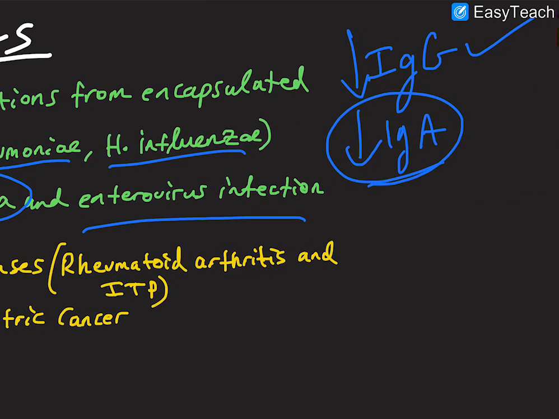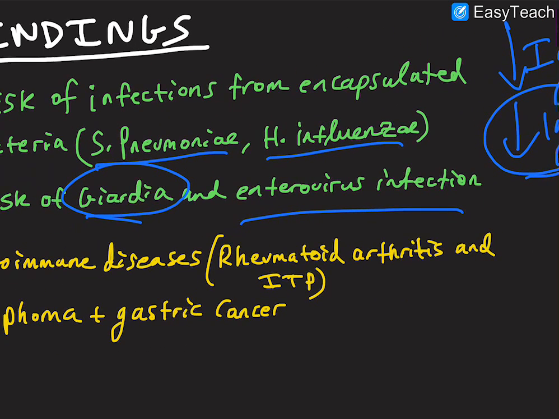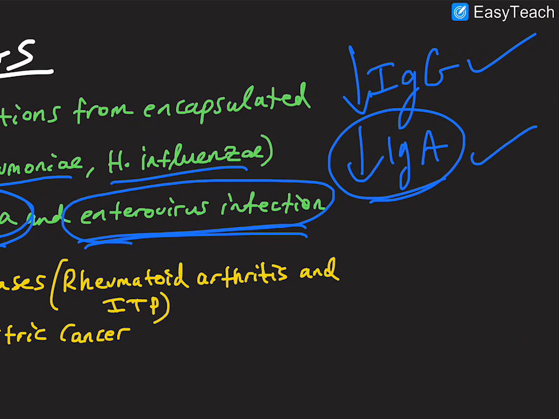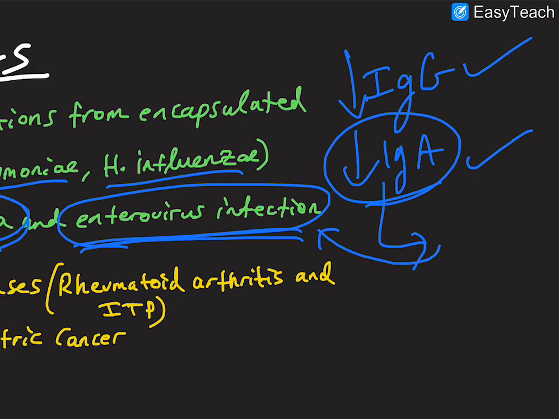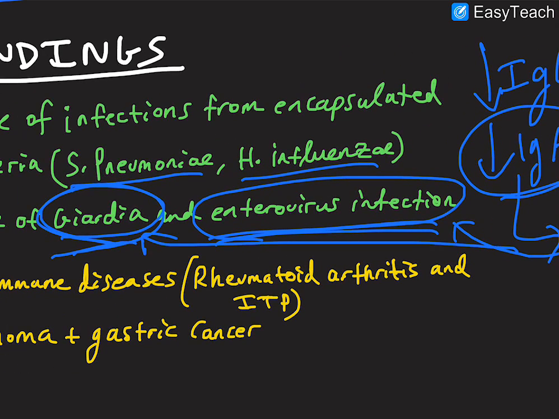It would make sense why you would be at an increased risk of a Giardia infection or an enterovirus infection, because remember, enteroviruses are also infecting your GI tract, your GI mucosa, and Giardia infects your GI mucosa too. And we know IgA is important for defending against certain pathogens in your GI mucosa because this is present in the mucosa of your body. But if you don't have IgA, of course, it makes sense you're going to be at an increased risk of certain enteroviruses and Giardia.